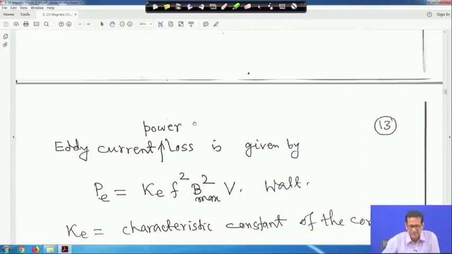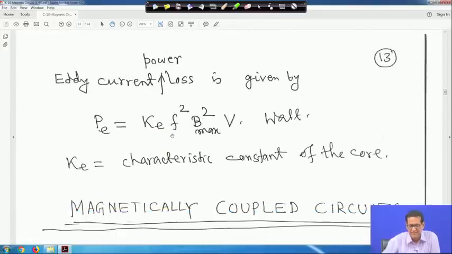Similarly, eddy current power loss is given by Ke f square Bmax square into V watt. For some materials it can be derived, but here we are not giving that derivation; just keep in mind that it is Ke f square Bmax square into V watt, where Ke is the characteristic constant of the core. So, up to this, that was a little bit on magnetic circuits.